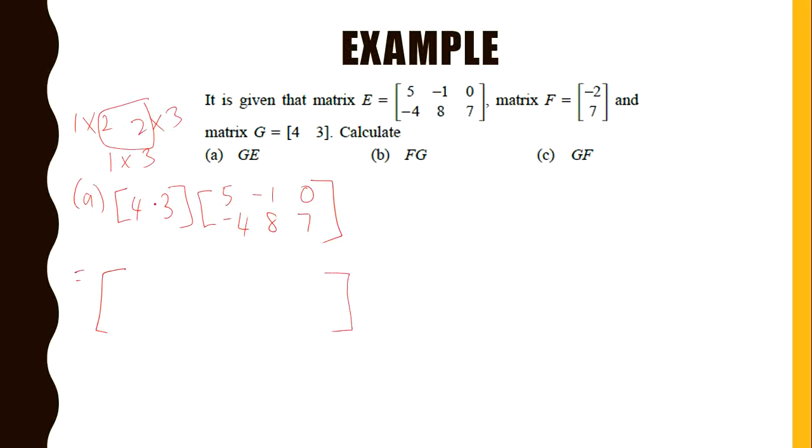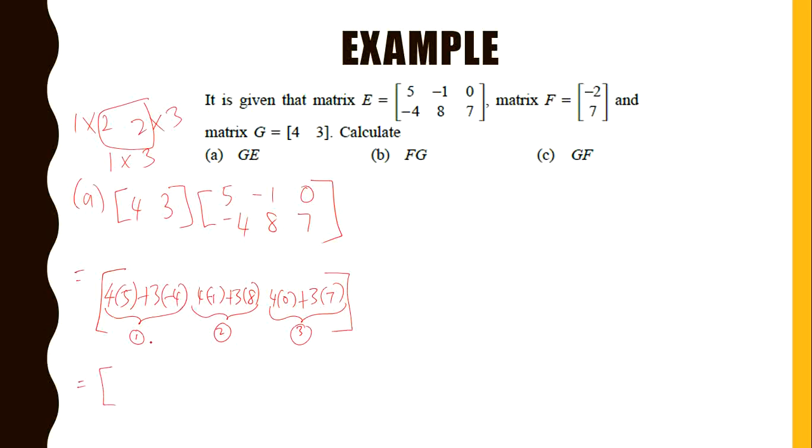Okay, so first, 4 times 5 plus 3 times negative 4. This is the first element. Second element is 4 times negative 1 plus 3 times 8. This is the second element. Next, 4 times 0 plus 3 times 7. So, this is the third element.